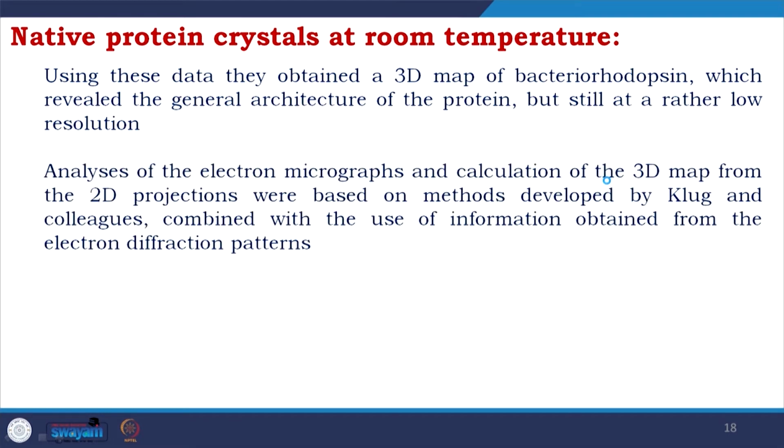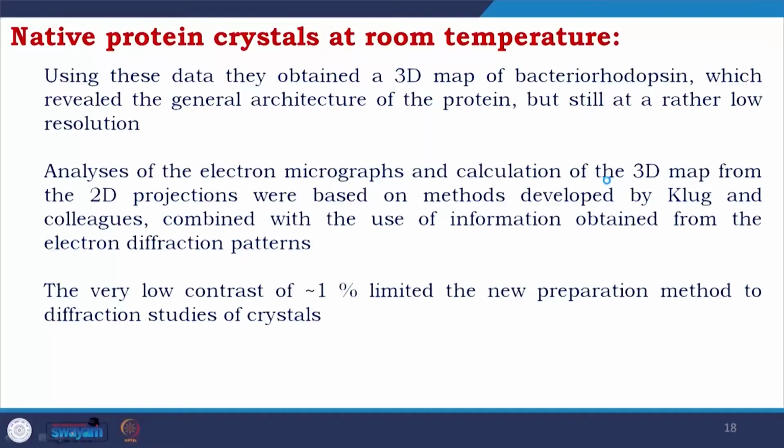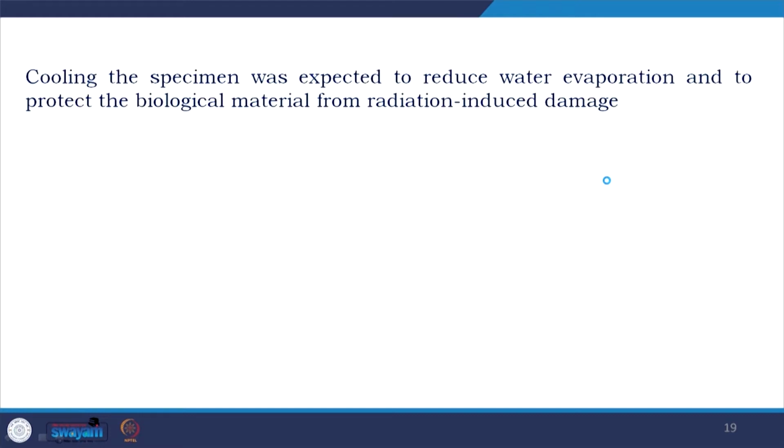Analysis of the electron micrographs and calculation of the 3D map from 2D projections were based on methods developed by Klug and colleagues, combined with the use of information obtained from the electron diffraction pattern. So, they used the tilting and all those processes which Klug had developed, and added the electron diffraction pattern. The very low contrast of 1% limited the new preparation method to diffraction studies of crystal. Cooling the specimen was expected to reduce water evaporation and to protect the biological material from radiation induced damage.